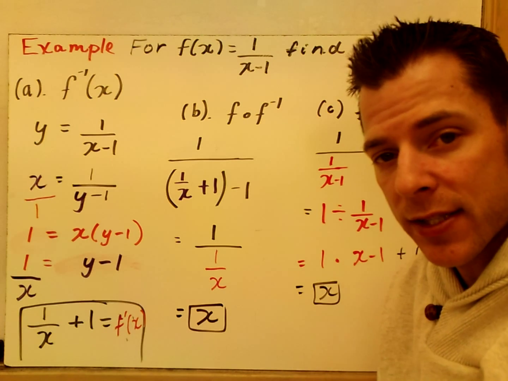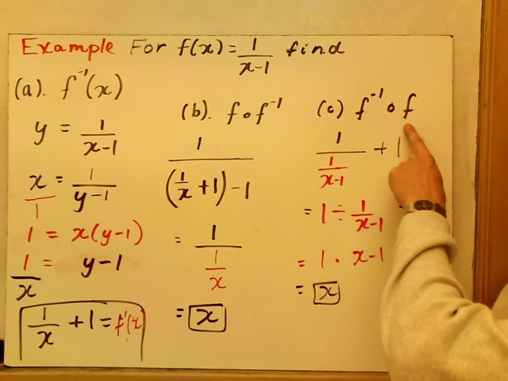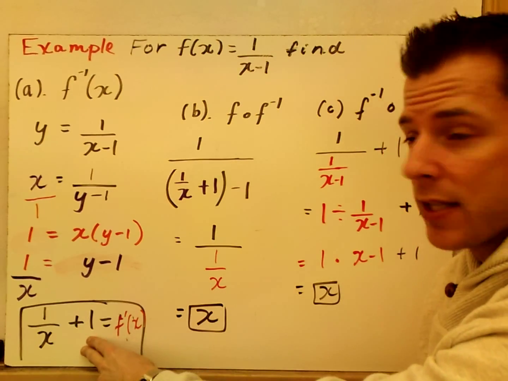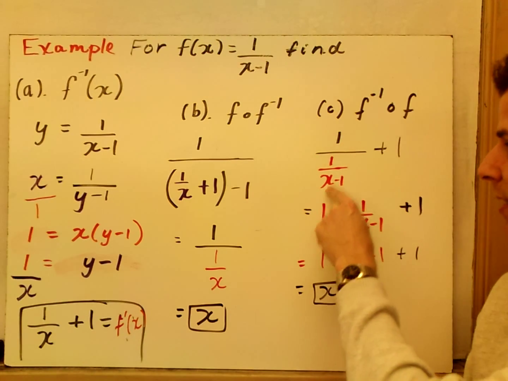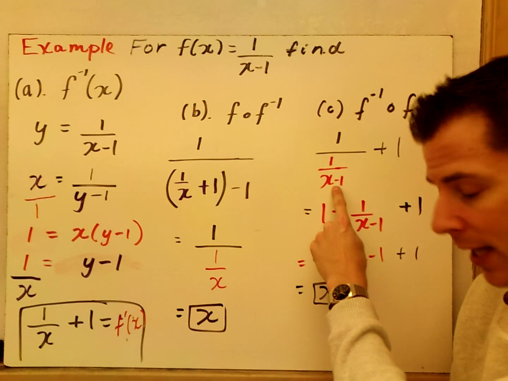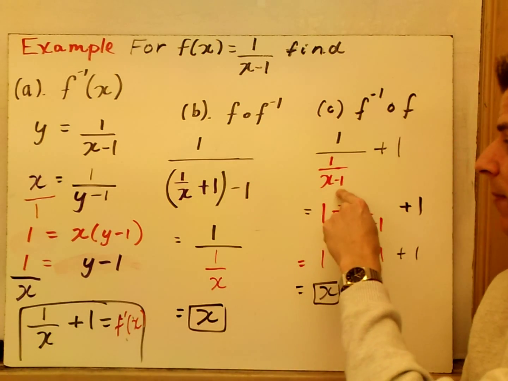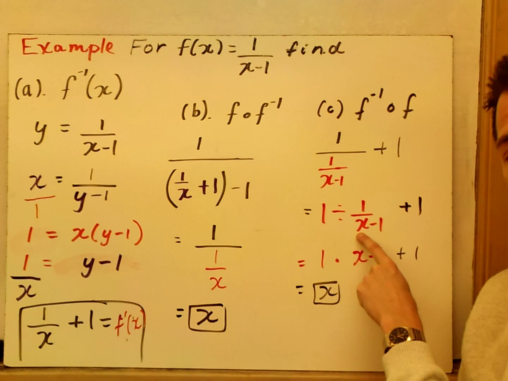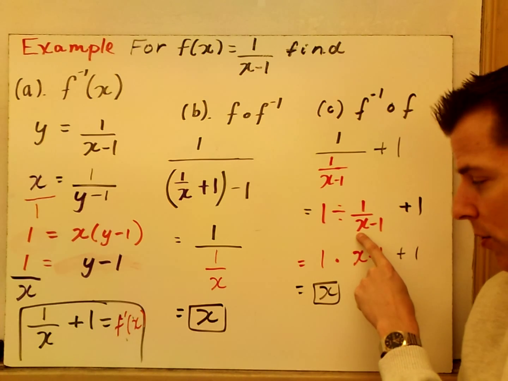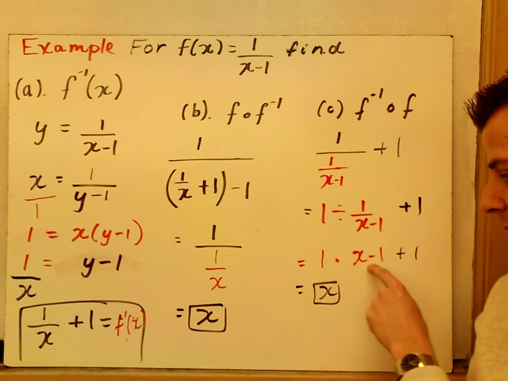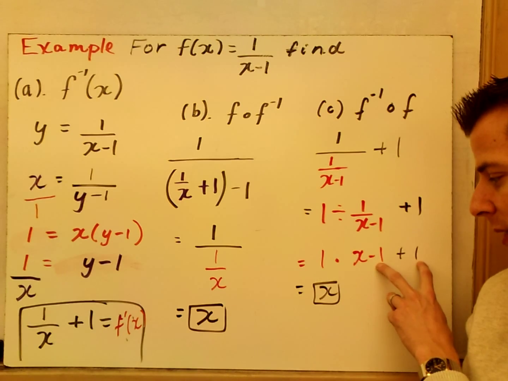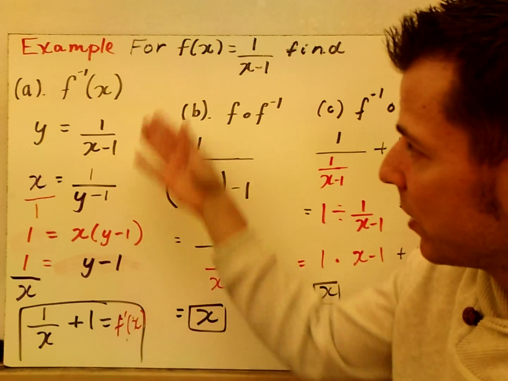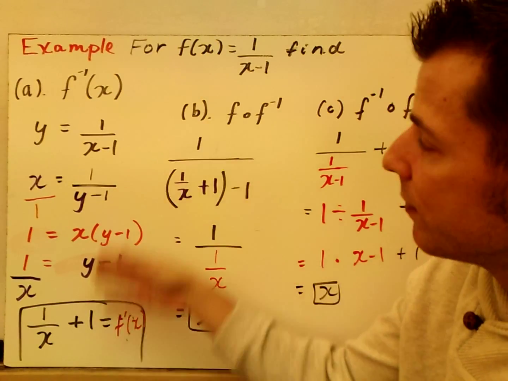So lastly, let's check the reverse now. F inverse of f of x, that composite. So now you're plugging your function f into the inverse that you think is the inverse. So you get 1 over x plus 1, but our new x is 1 over x minus 1. So then I rewrite it as 1 divided by 1 over x minus 1. When you divide two fractions, you flip and multiply. So 1 times x minus 1, which is just x minus 1. 1 minus 1 is 0, so you just get x. So those two are inverses of one another.